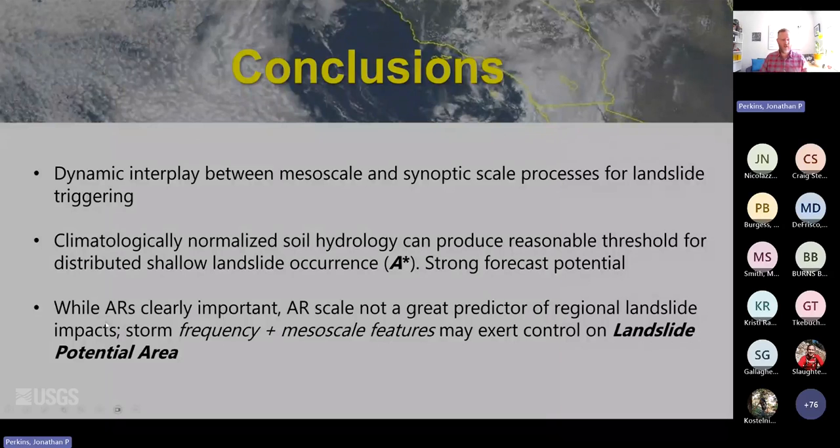And lastly, while atmospheric rivers are clearly important for California, the atmospheric river scale doesn't actually provide that much information about predicting what the impact will be for that event. So it's really the preceding storm frequency, reflected in the antecedent A-star, and the mesoscale features that exert the control on the landslide potential area.